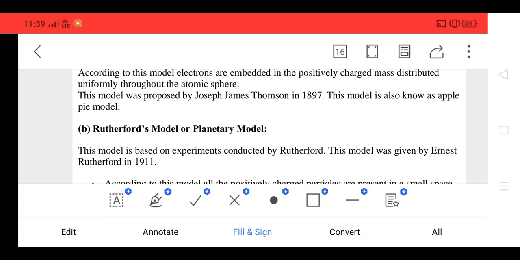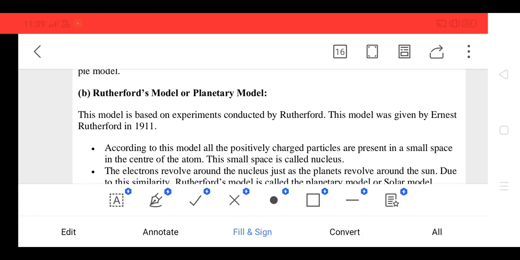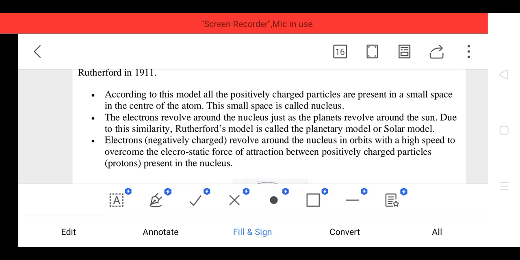Next one is Rutherford's model or planetary model. Based on some of the experiments conducted by Rutherford, he gave the planetary model. According to this model, all positively charged particles are present in a small sphere in the center of the atom, which is called the nucleus. And the electrons revolve around the nucleus just as the planets revolve around the sun. Due to this similarity, Rutherford's model is called the planetary model or the solar model.